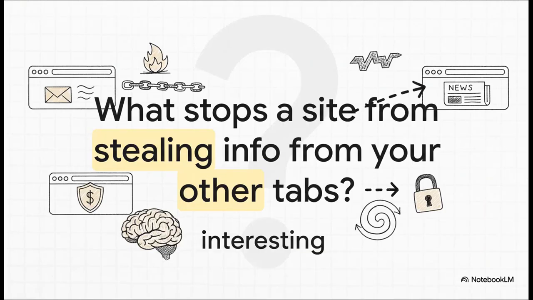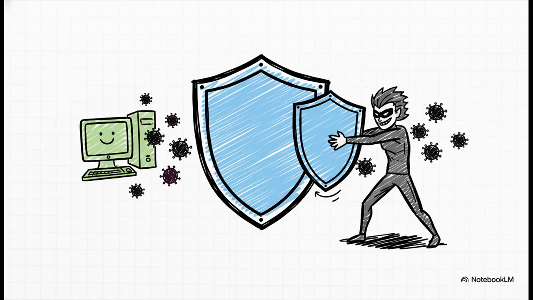I mean, really think about it for a second. You've probably got your email open in one tab, maybe your bank account in another, and you're reading some article in a third. What's really stopping that news site from just reaching over, digitally speaking, and peeking at your bank balance? Well, the answer is way more interesting than you might think. You see, your browser is built on this foundation of security principles, all designed to prevent total chaos on the web. But here's the kicker.